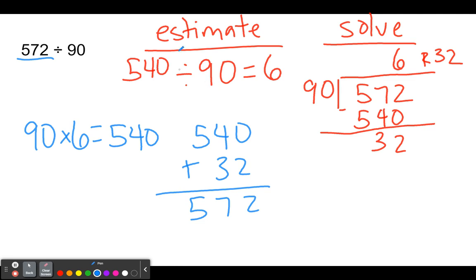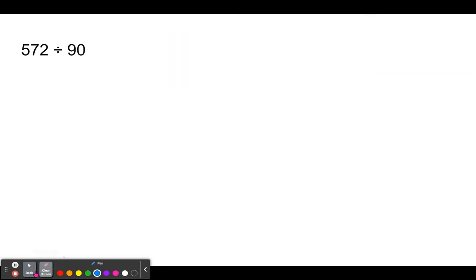Okay, so that's a way that we can check. Now we can also represent this, and a way to think about this is to use a number bond. There's multiple different ways we can think about it. This is going to help us with our mental math, or some of us with it. So it's 572, right? That's our total number.